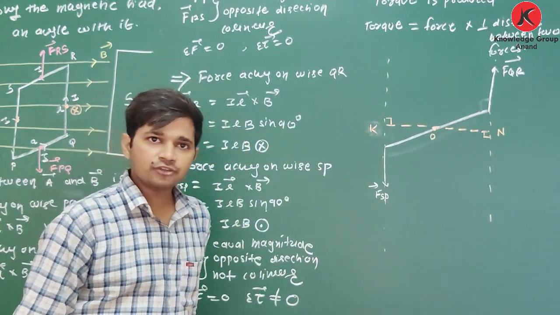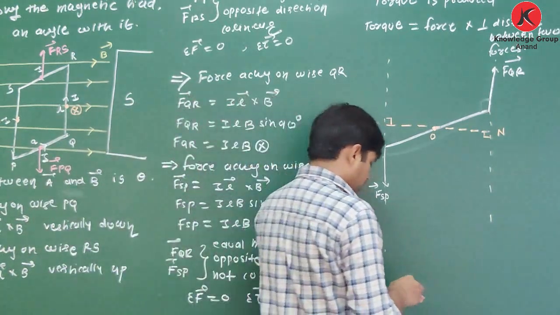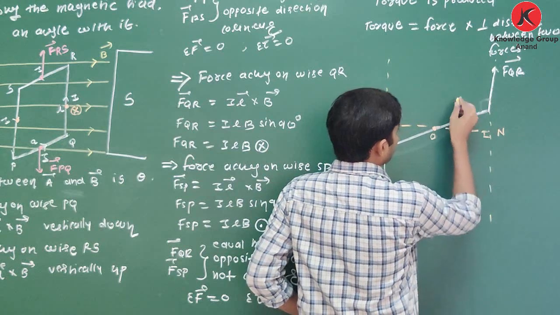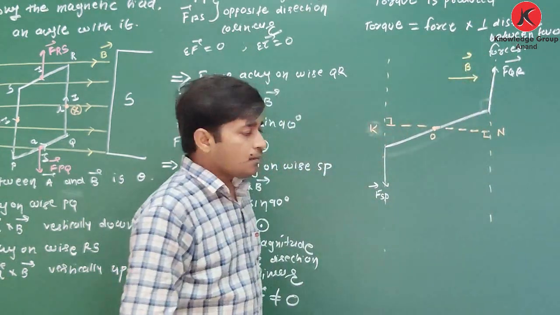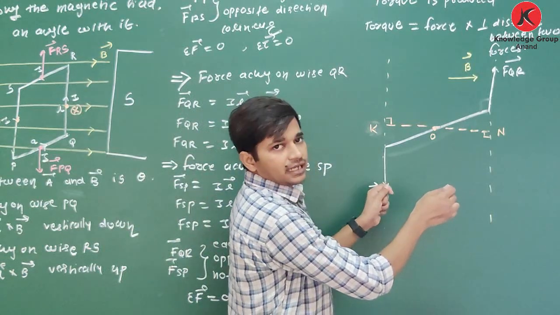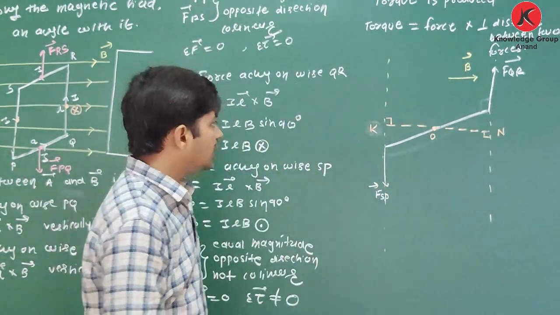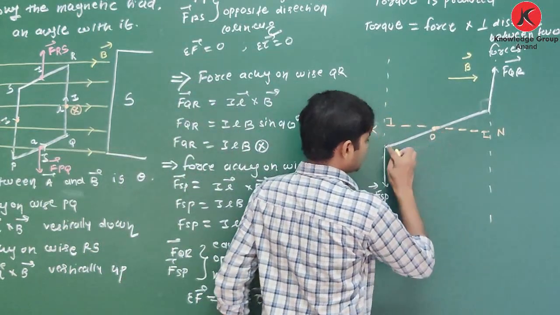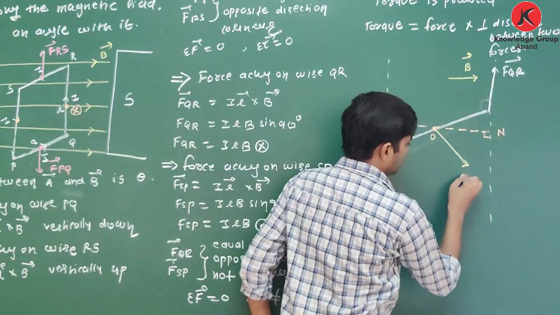Now, the magnetic field is in which direction? The magnetic field is in this direction. The plane is placed slant. Yes or no? So what is the angle between the area vector and the magnetic field? The area vector is perpendicular to the plane.